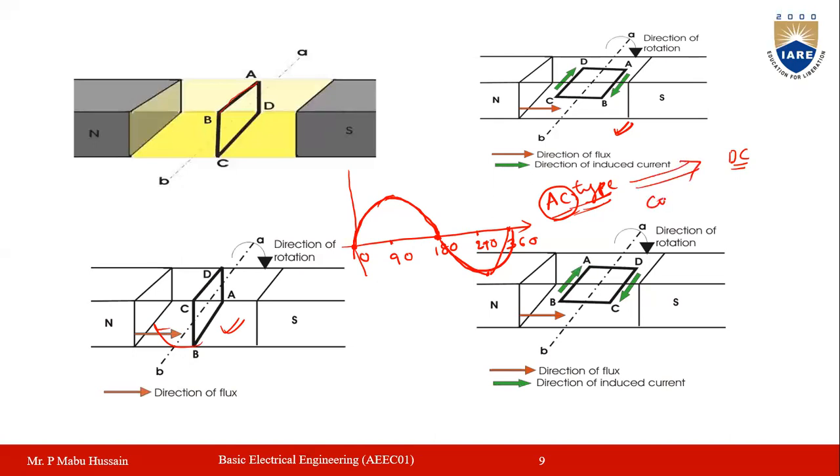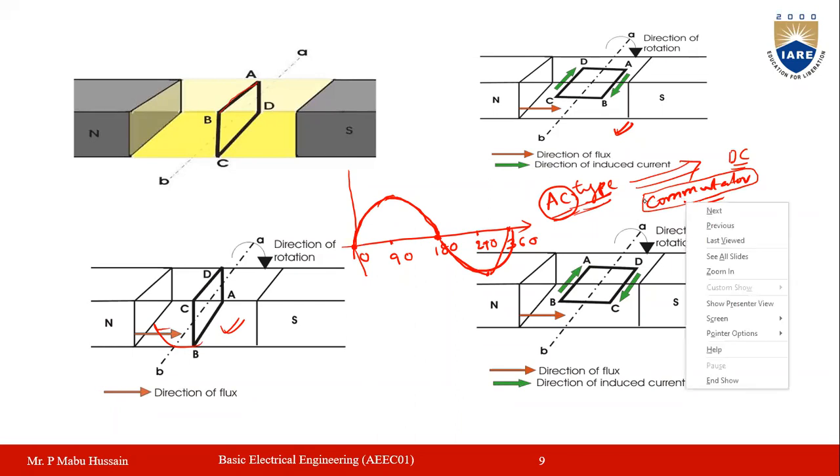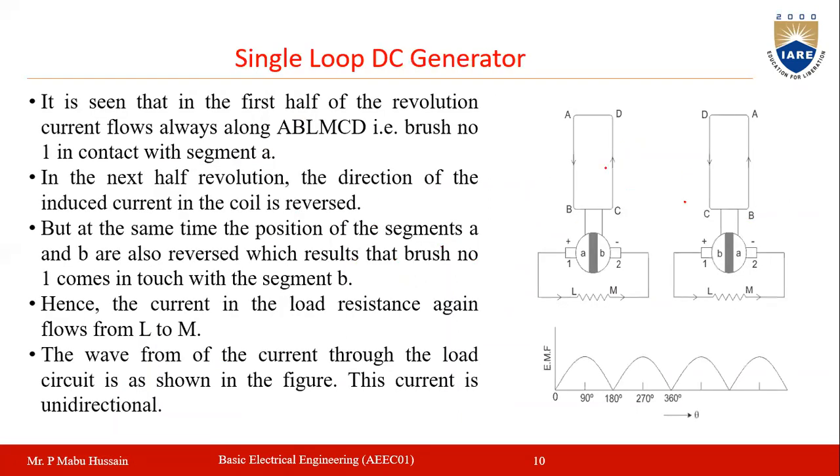So by using a commutator. So you will be having a commutator. Okay, it is a mechanical converter, right? This commutator also moves along with these conductors. On the commutator you can place the brushes, and you will collect the current from the commutator. We'll discuss these in the coming slides. So this commutator is used to convert this AC to DC.